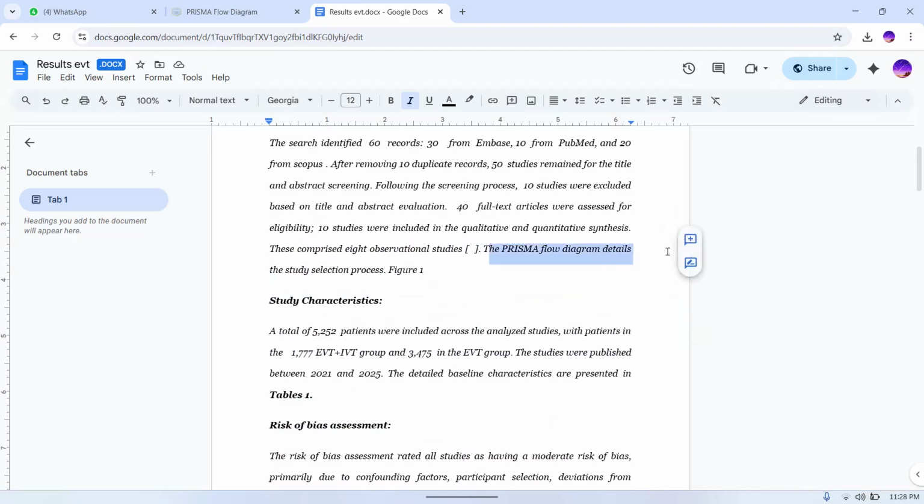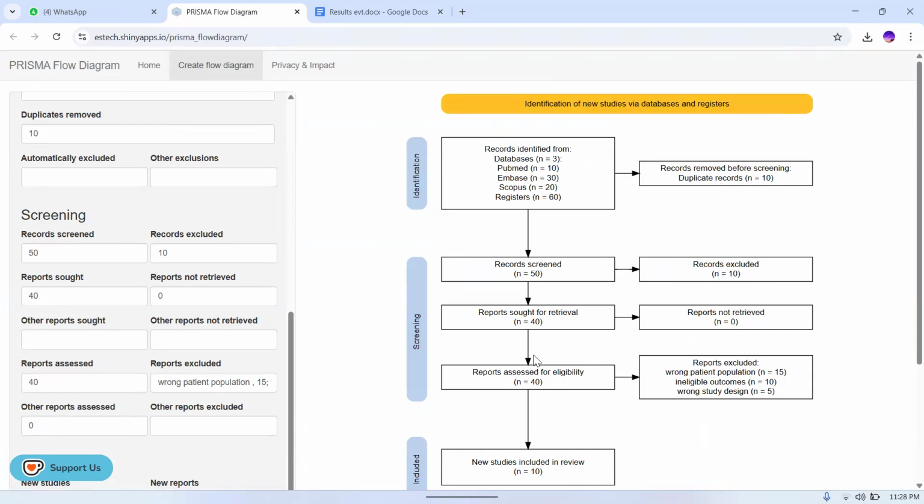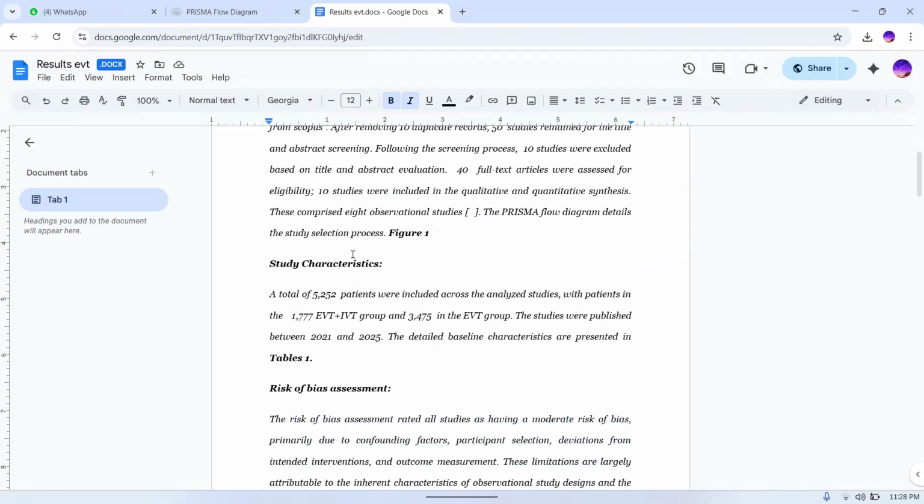The PRISMA flow diagram is given in the study selection process, Figure 1. Basically, we will bold this Figure 1, and this figure shall be Figure 1 in your article. So this is about the screening thing.